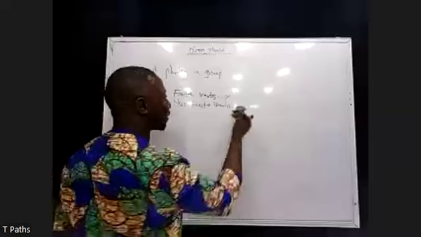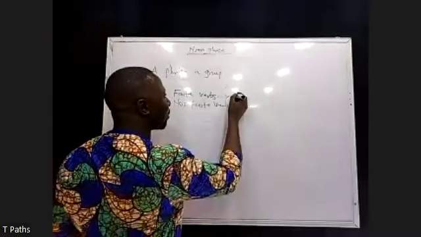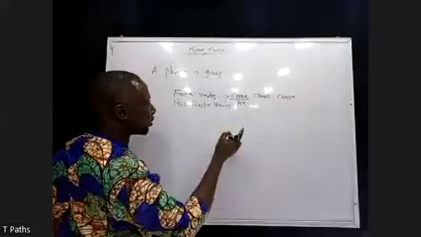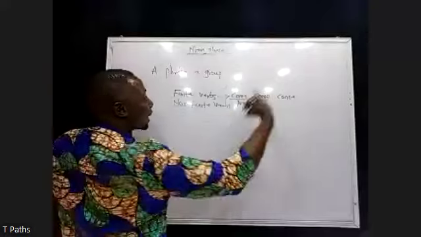Are you getting it now? For example, we have come, right? Don't forget that there are some verbs whose present form is also the same as their past participle.